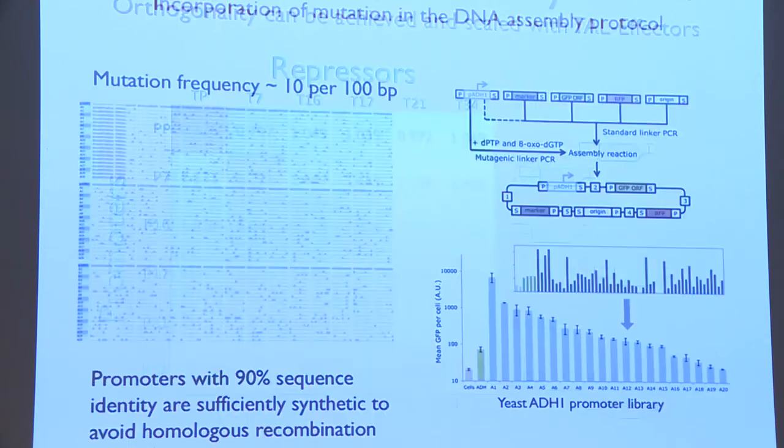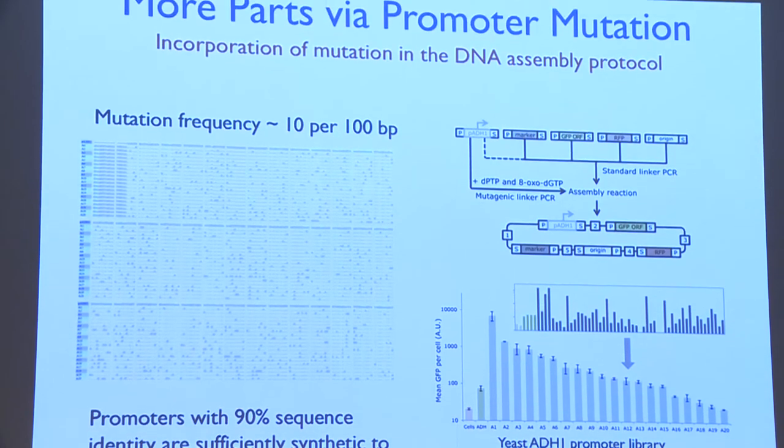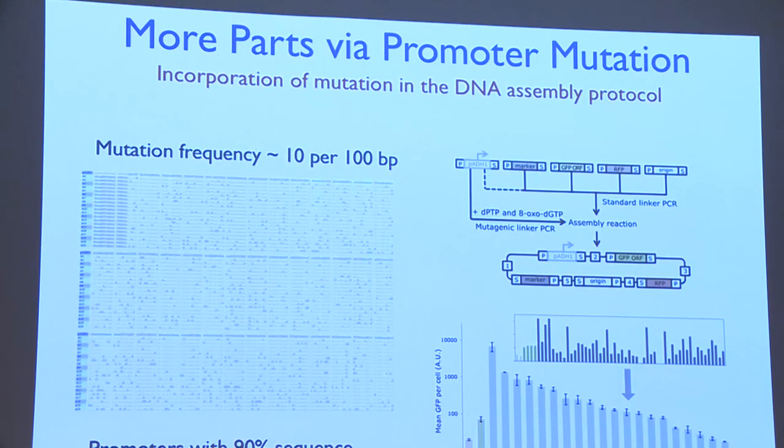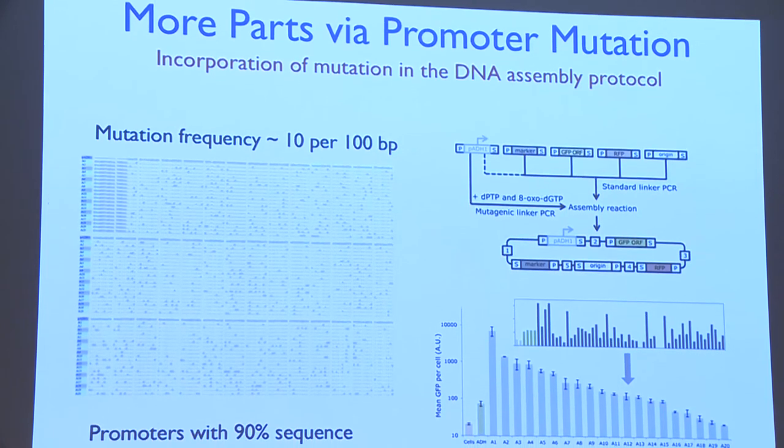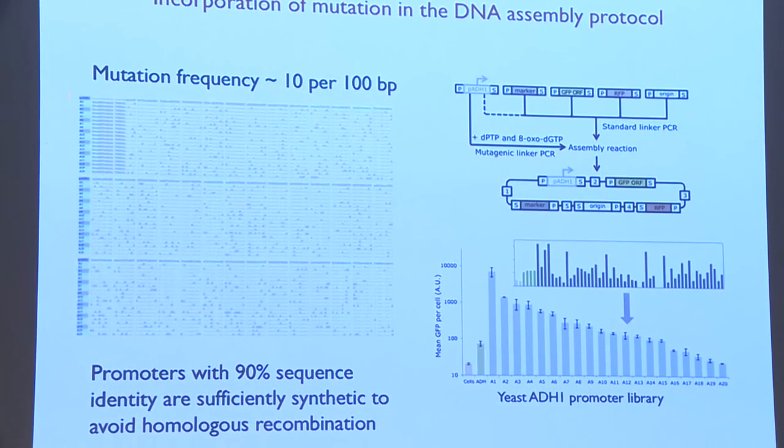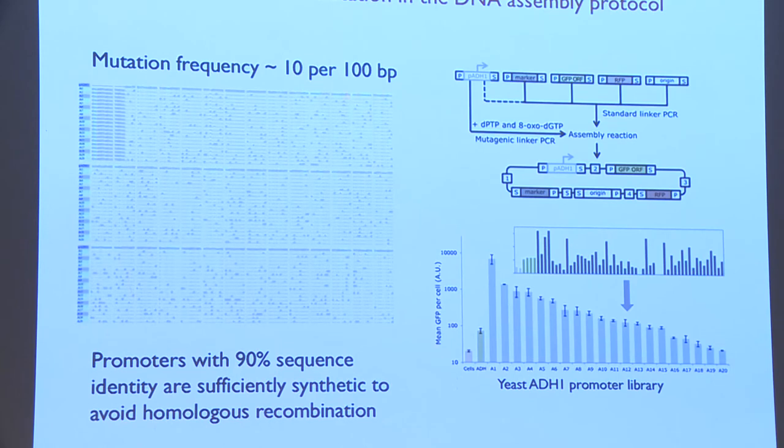Just to cover, we've also done other promoter libraries here. This is a constitutive promoter library. This one's based on the very strong ADH1 promoter with a whole range of mutations. And this was done in a slightly different way because this is a much longer promoter region where we used highly mutagenic PCR to introduce about 10% errors into the promoters. And this again leads to a different level of expression. What was kind of cool about this was it was done in the same pot as doing DNA assembly to make the plasmid at the first time.